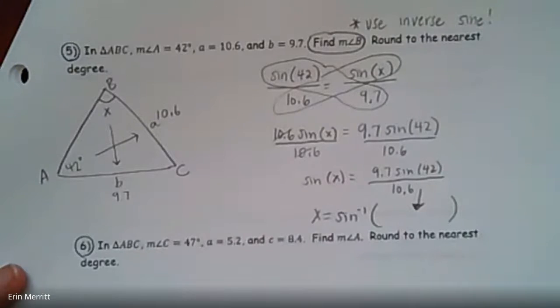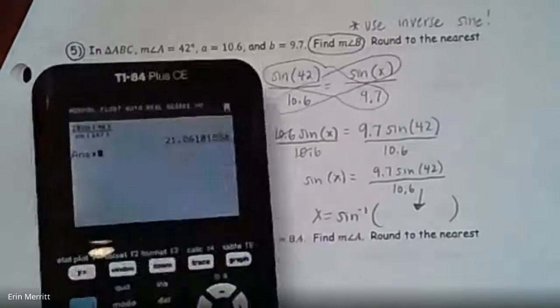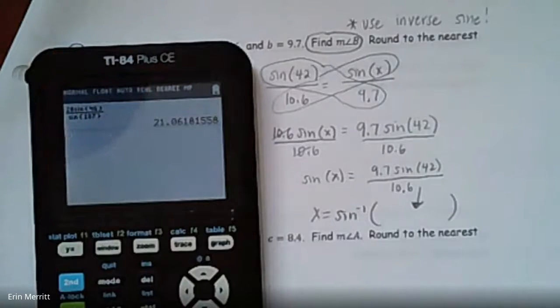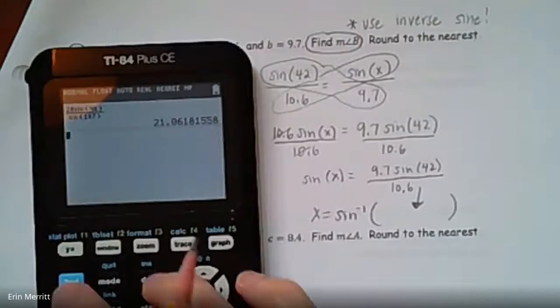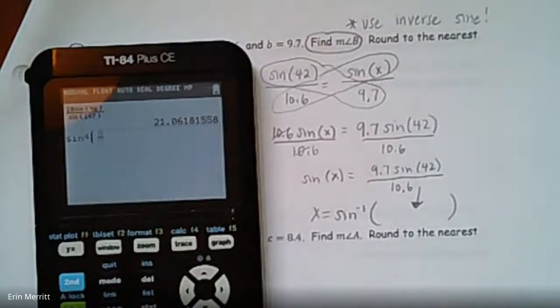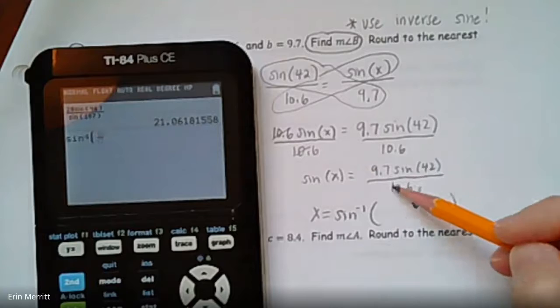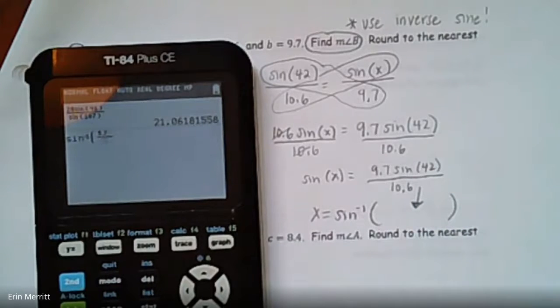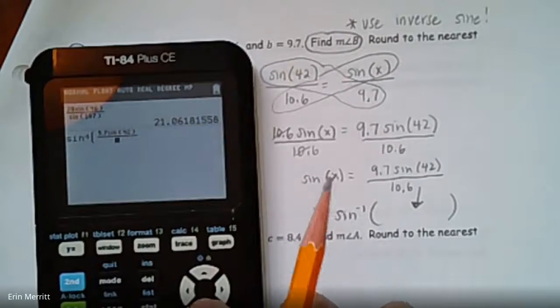So on your calculator, if you want to keep everything exact, then what I would suggest, is I would do second sine and then do my alpha y equals. You could absolutely get this decimal first and then do inverse sine of your answer. That's fine, but that just depends on how comfortable you are with those steps on your calculator.